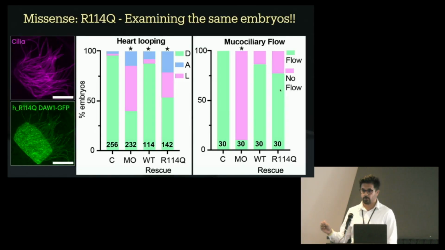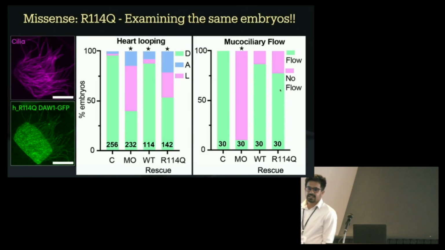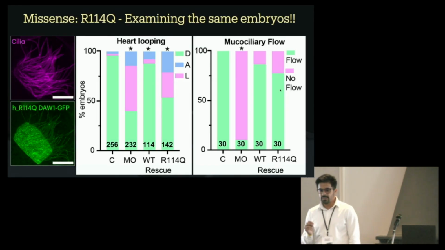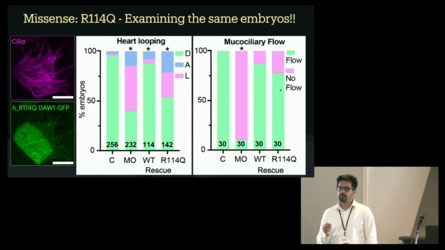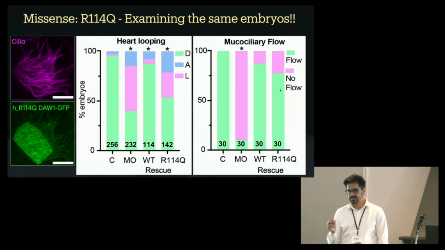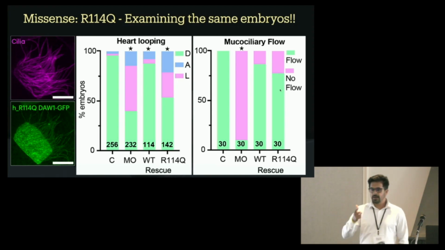still rescue the flow of multiciliated cells, suggesting that the mutation is pathogenic in left-right organizer cilia, but it's not pathogenic in the multiciliated cells of the airway or multiciliated cells of the Xenopus, suggesting that maybe the patient is not having a PCD because this mutation is not pathogenic in the multiciliated cells of the airway.